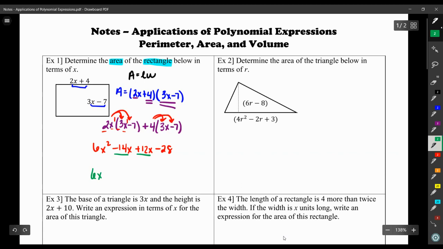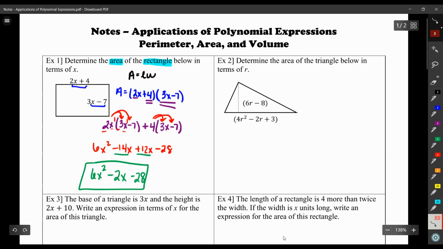So we're going to drop the 6x squared. Negative 14x and 12x combine to make a negative 2x. Remember, when you are combining like terms, you do not change the variable. The x plus an x is still an x. You only change exponents when you multiply. And then the negative 28 also does not have a like term, so it will drop down as well. So this is the area of this rectangle in terms of x.